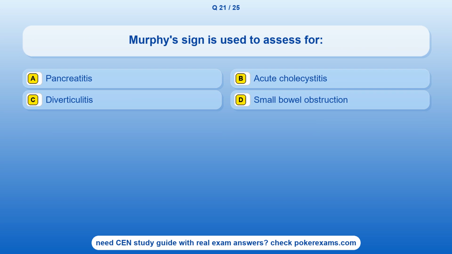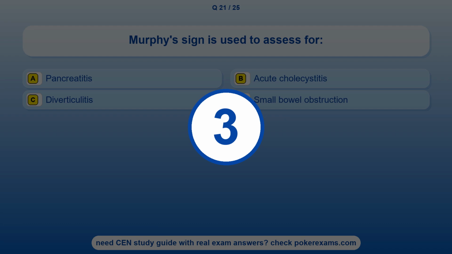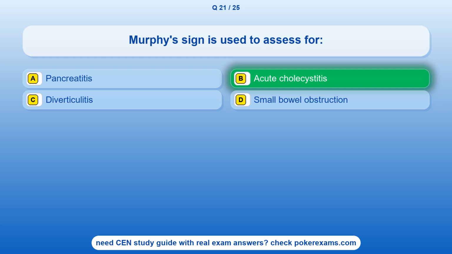Murphy's sign is used to assess for: Option A. Pancreatitis. Option B. Acute cholecystitis. Option C. Diverticulitis. Option D. Small bowel obstruction. The correct answer is option B, acute cholecystitis.